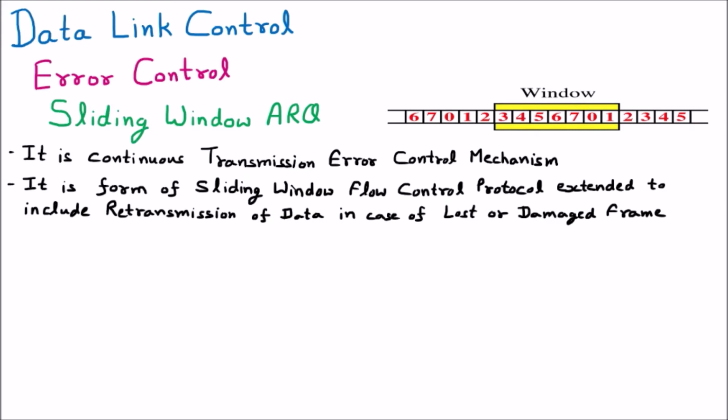As shown in the diagram, we already know that if the size of the window is n minus 1, then there are n packets. You can see that here the packets are numbered 0, 1, 2, 3, 4, 5, 6, 7. That means this is the range of packets from 0 to 7. So 8 packets or frames are present and the window size will be n minus 1, which is 8 minus 1, so 7. So the window can have 7 frames at a time.